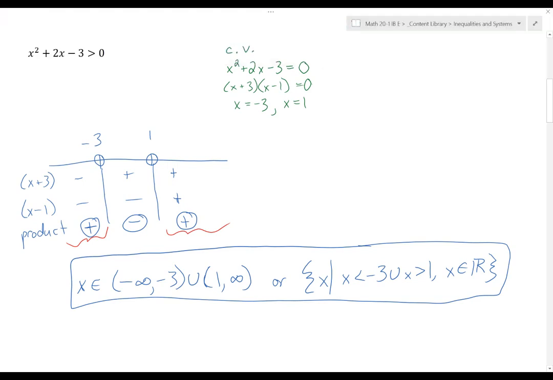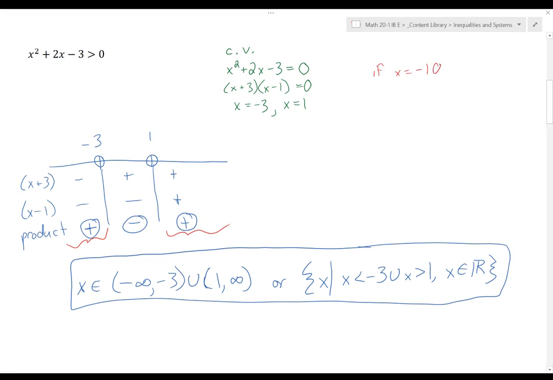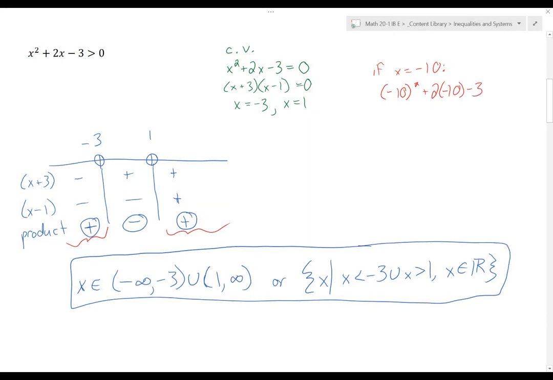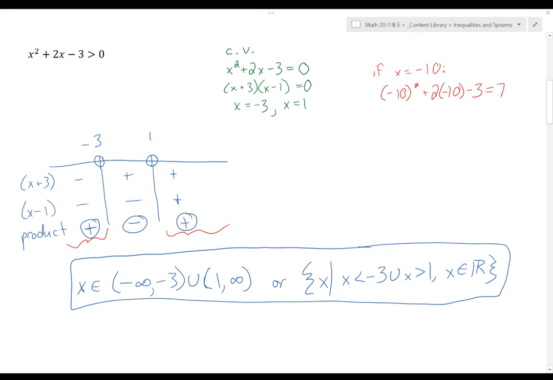Now, I could also just test this out to see if it works. In other words, if I pick a value from each of those intervals and test it in the original inequality, does it work? So if I pick a number less than -3, let's say -10. If x equals -10, then I have -10 squared plus 2 times -10 minus 3, which is 100 minus 20, so 80, minus 3, 77. That is, in fact, greater than 0.